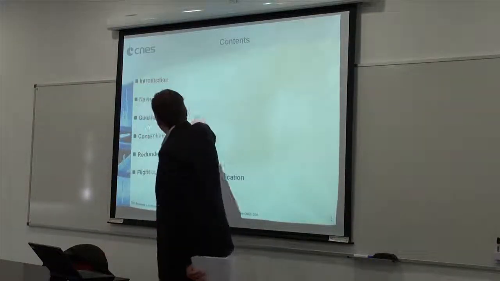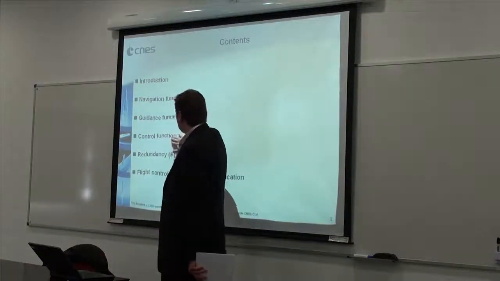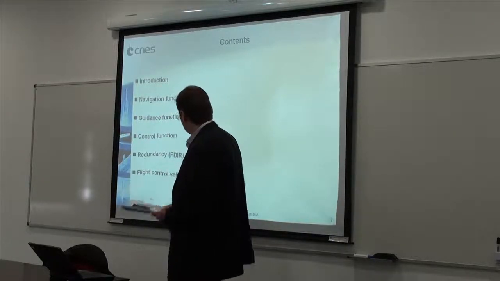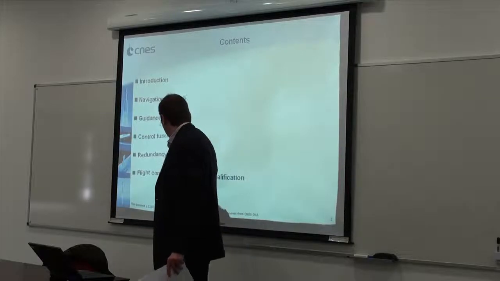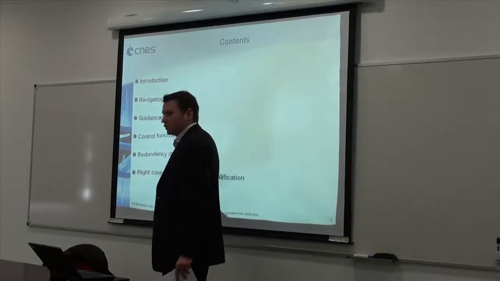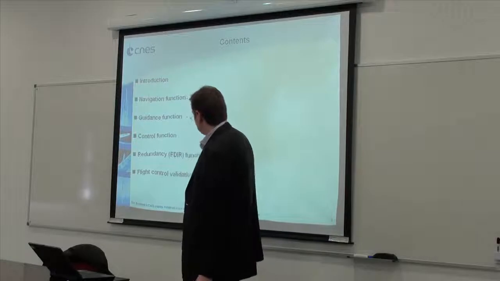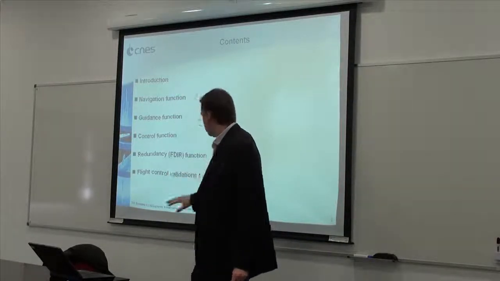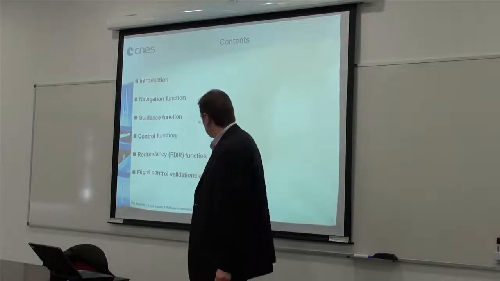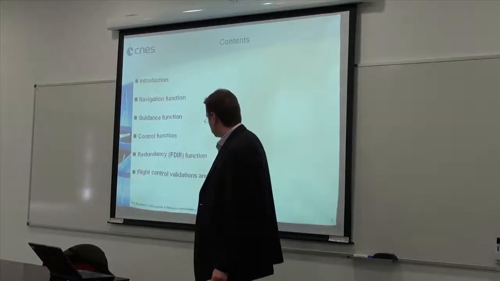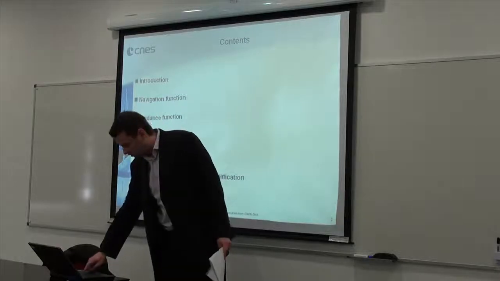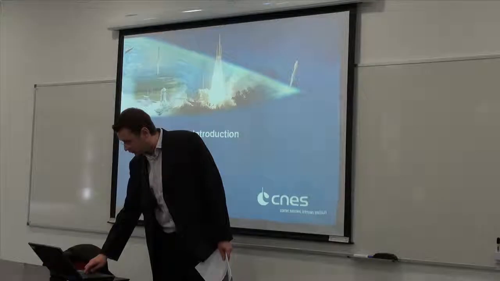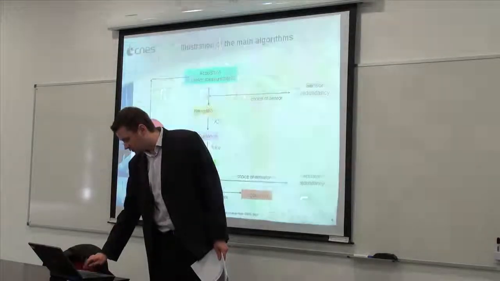We will talk about the navigation, guidance and control functions, so GNC. We'll talk a bit about redundancy, what we also call FDIR, for failure detection, isolation and recovery. It's the algorithm that aims at detecting failures of the equipment and switching to the backup one. In the end we'll talk about the implementation of the flight software, and the validations and qualifications that we perform for the European launchers. So, a few slides about the generalities of GNC.